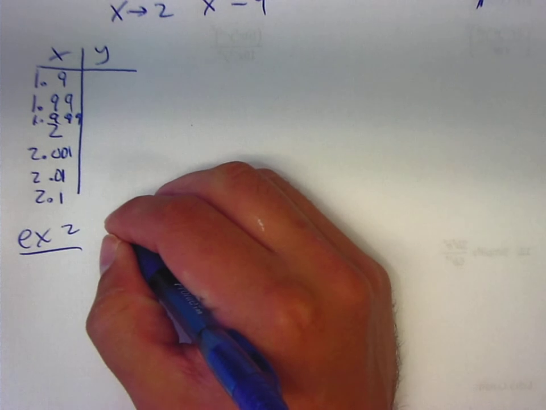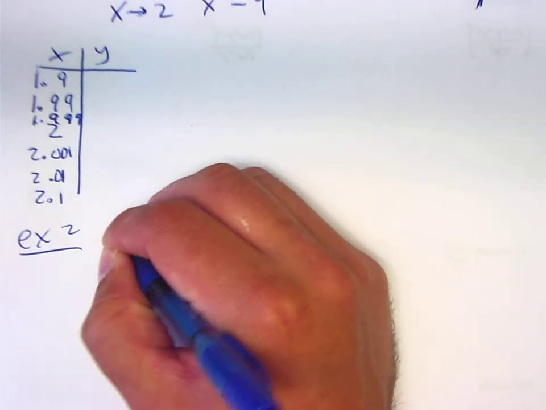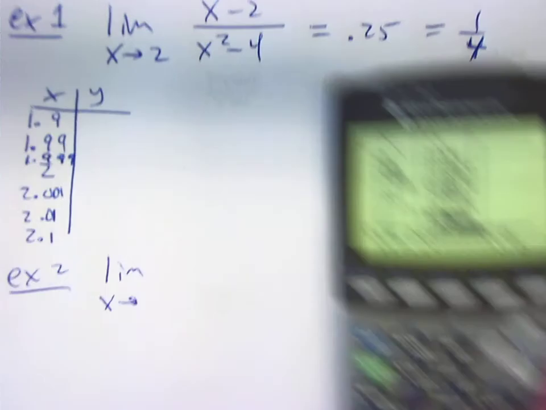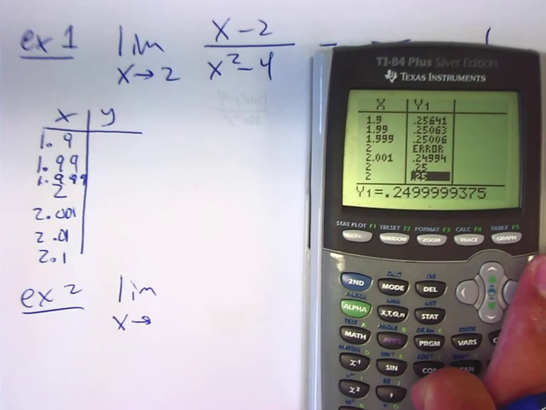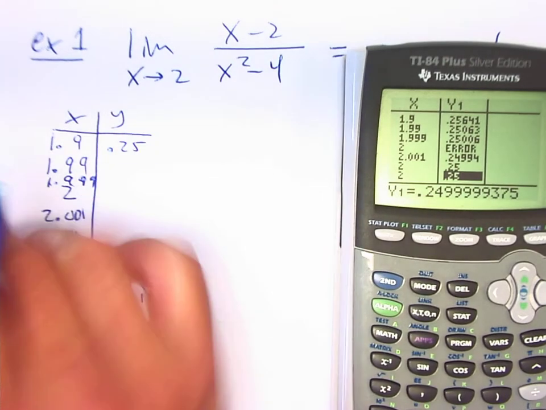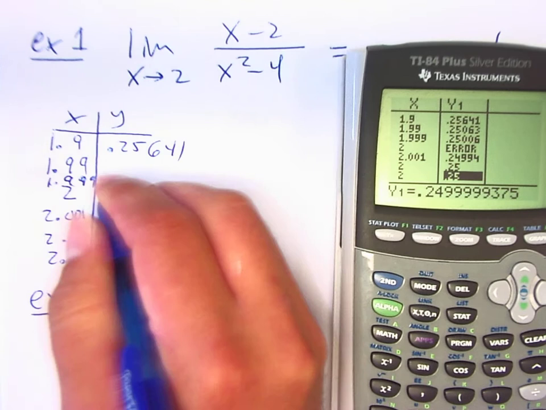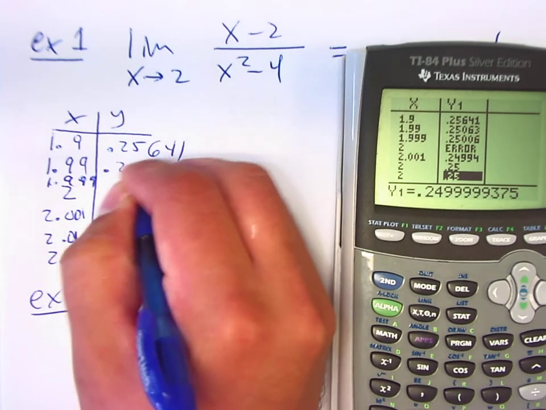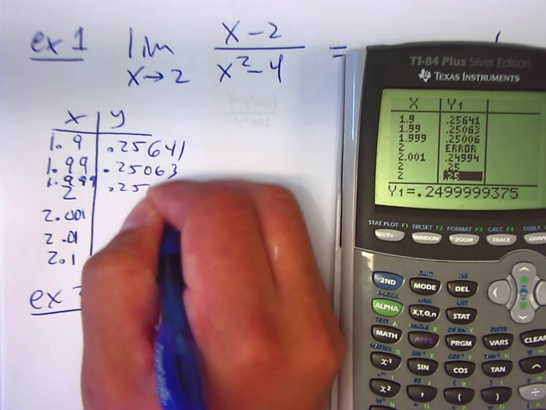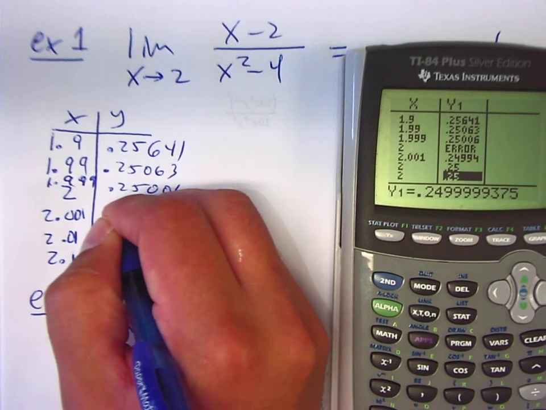Let's say we want to look at the limit as x approaches 2. Let me go back and fill this in so that you guys have it. For 1.9 we had 2.5641. For 1.99 it was 0.25063. Then we had 0.25006.